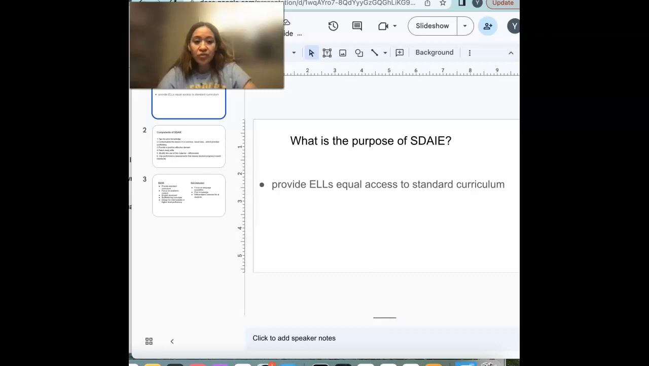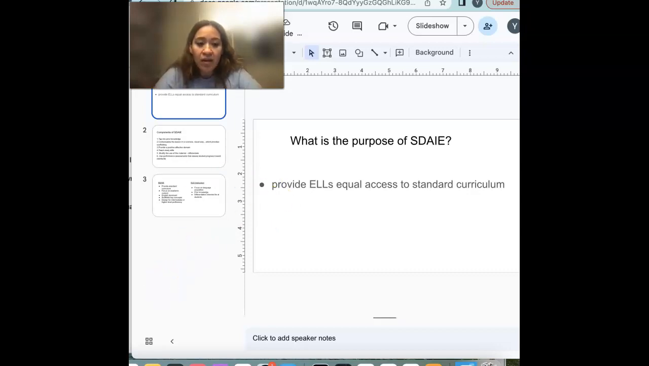In this week's journal, I will be discussing the purpose of SDAIE and the components. I will also talk about the difference between SDAIE and ELD instruction. I will talk about the important steps to consider when planning SDAIE lessons and how it might look like in my own classroom.